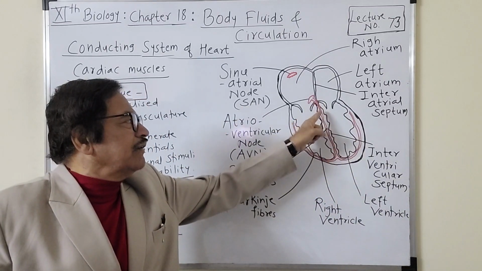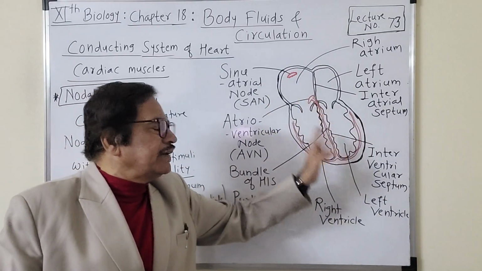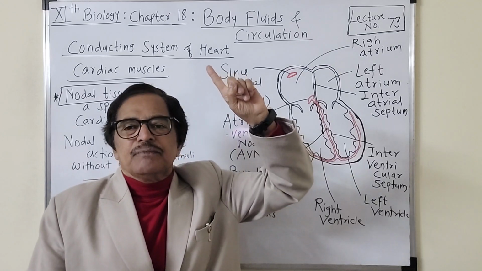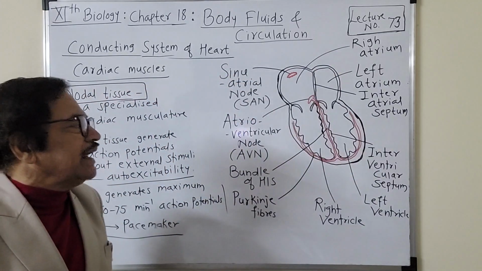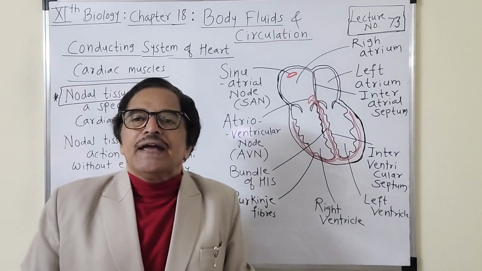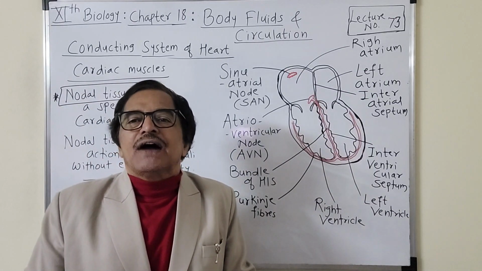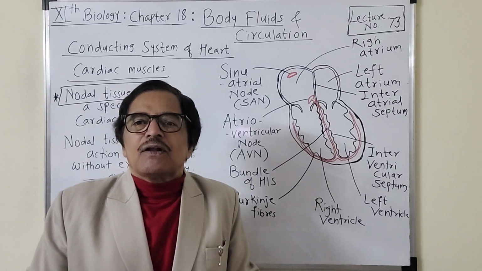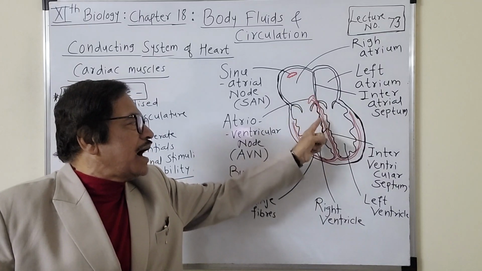through the interventricular septum it enters and passes up to the tip of the interventricular septum, and that is called the bundle of His or AV bundle. It is also called the AV bundle, or the bundle of HIS, the atrioventricular bundle. Where has it come after piercing from here?